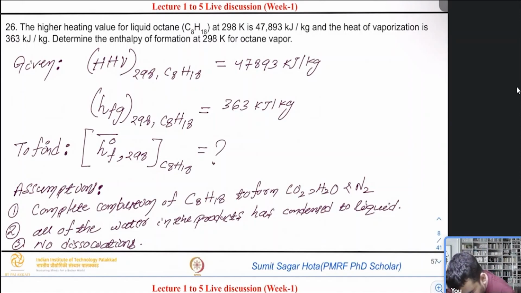Now the next question is 2.26. The higher heating value of liquid octane, C8H18, at 298 Kelvin is 47,893 kilojoule per kg, and the heat of vaporization is 363 kilojoule per kg. Determine the enthalpy of formation at 298 Kelvin for octane vapor.